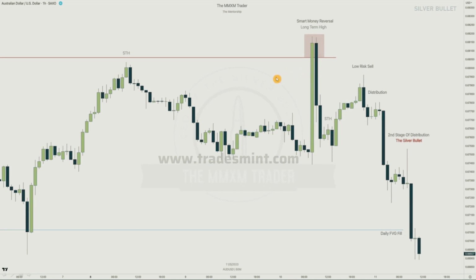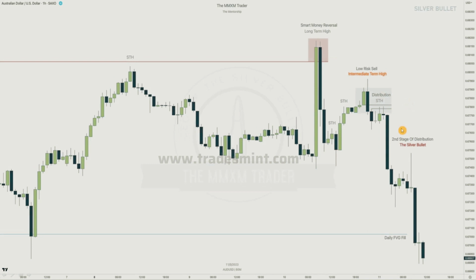Now let's look at the different highs, right? We have a short-term high here, long-term high here, short-term high to the right of it. Now we need to wait for that intermediate term high, which is forming above over here, right? And now we need a short-term high to the right of it, which is over here. And this is what it looks like, that intermediate term high, which is also the low risk sell in this occasion, right? So we don't get in over here because we are waiting for that short-term high to be formed, right? Which is over here, and then price drops down lower, and now the silver bullet is activated in the second stage of distribution. Now we're looking for a mitigation block, right? Or a breaker block.